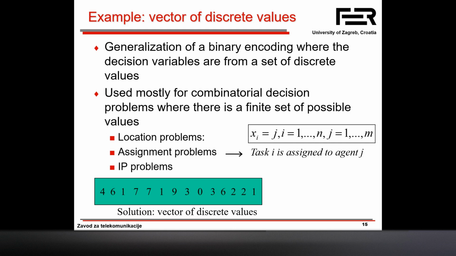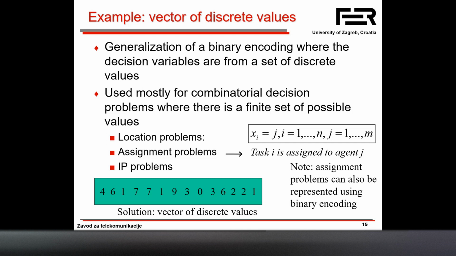Here's an example. Let's say we want to decide which task is assigned to which agent, and we use the encoding xi. So we have m agents and n tasks. Then task i is going to be assigned to a certain agent j. So that could be an example of an encoding also. We can also represent this as a binary encoding. If we have, for example, a variable xij that is 1 if task i is assigned to agent j, 0 otherwise, then in that case, it's a two-dimensional array.